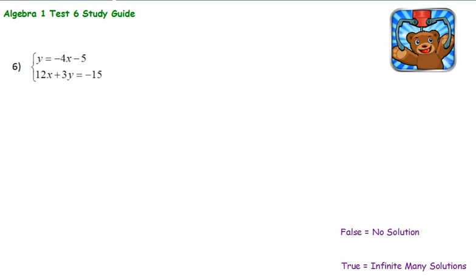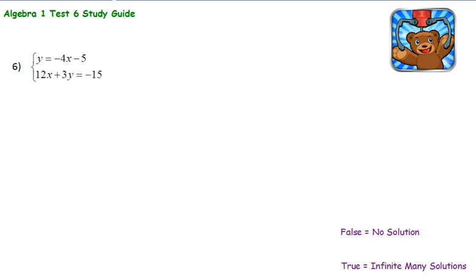All right, well, more than halfway done. Hang in there. Number 6. So let's look at number 6. That says y equals -4x minus 5, and 12x plus 3y equals -15. All right, so same deal.